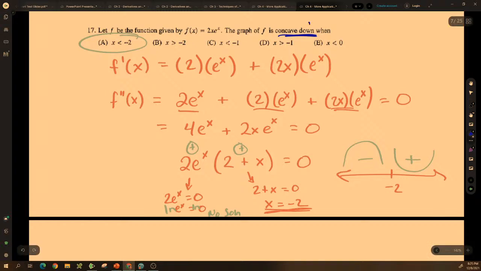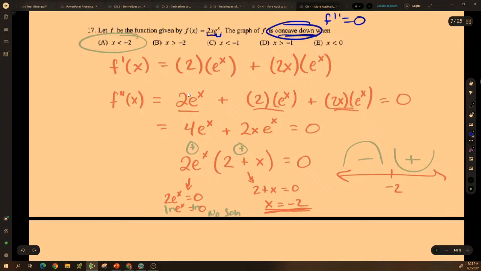So anytime I see concave down, we start off by setting f double prime to 0, right? Then we're going to make a number line, and we want where the number line gives us a negative value for f double prime. So first we're going to start off by taking the derivative. This is product rule. We have two x's. Derivative of 2x is 2. Leave e to the x alone. Then plus, we're going to take 2x, leave it alone, and the derivative of e to the x is itself, e to the x.